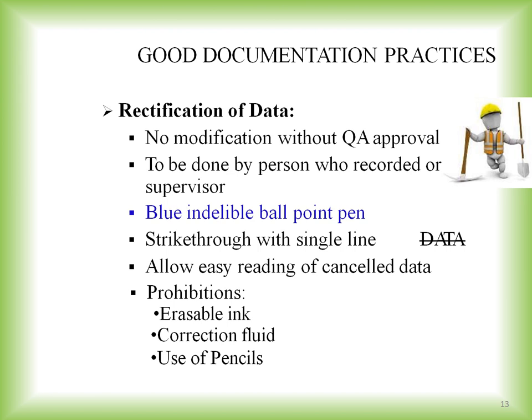Here I have given the example. For example, the data word has been written over here and I have to rectify the data. So I am going to simply strike it with the help of a single line. Allow easy reading of cancelled data. Prohibition. As we have seen in the earlier part of our presentation, some of the things are prohibited while writing the data. For example, erasable ink, correction fluid such as whiteners, use of pencils.